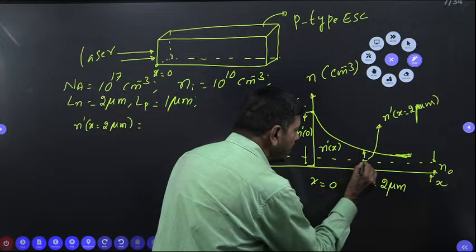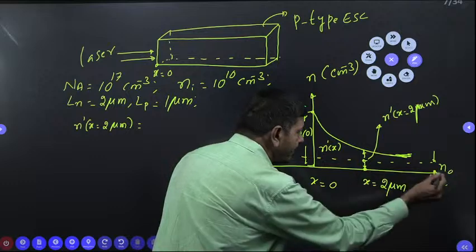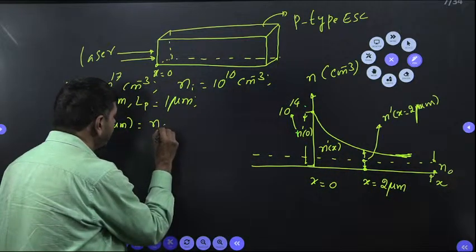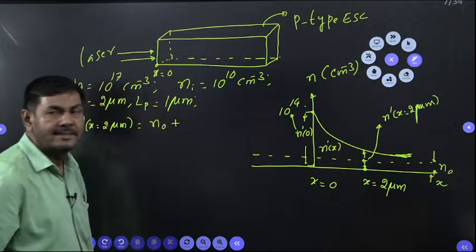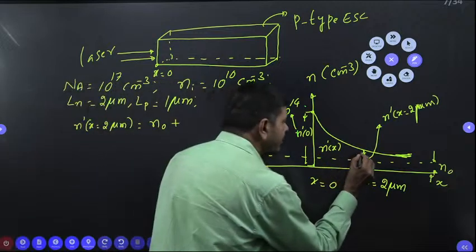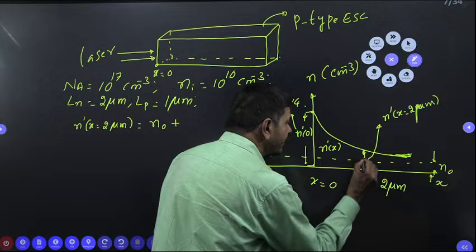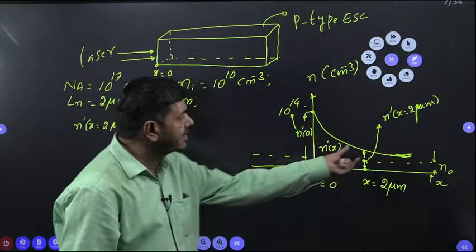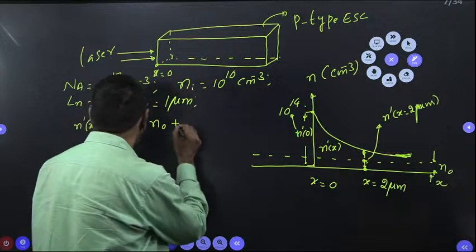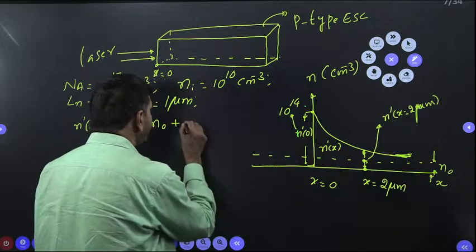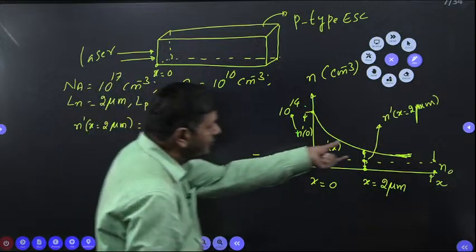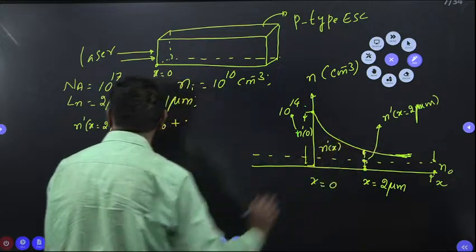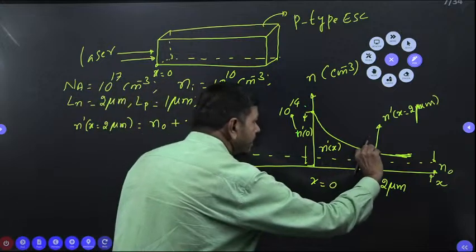From this point to this point, I am having the N naught value here now. This is to be taken as N naught plus, these are the charges only. But at this point, how can I get the concentration now? N dash of this value will be calculated by exactly that concentration we can find. This concentration I want. Only this portion only.